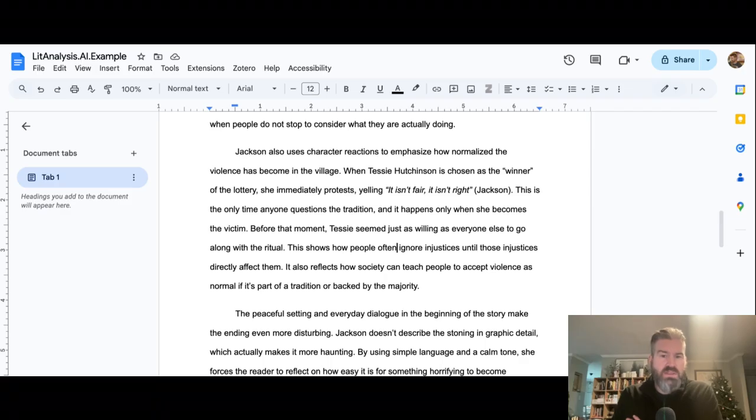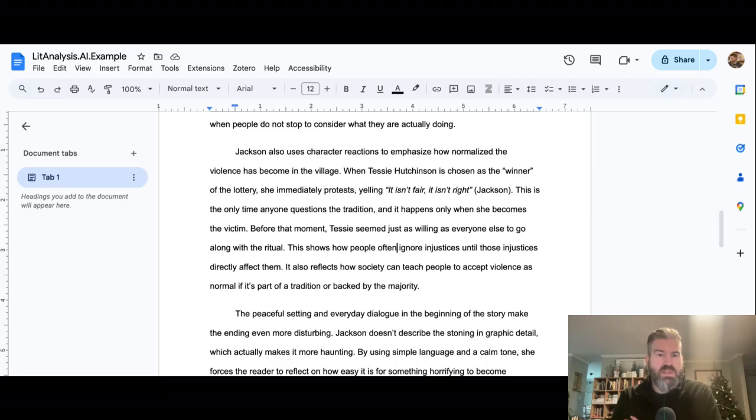Before that moment, Tessie seemed to be just as willing as everyone else to go along with the ritual. This shows how people often ignore injustices until those injustices directly affect them. It also reflects how society can teach people to accept violence as normal if it's part of a tradition or backed by the majority. This paragraph feels particularly weak to me.